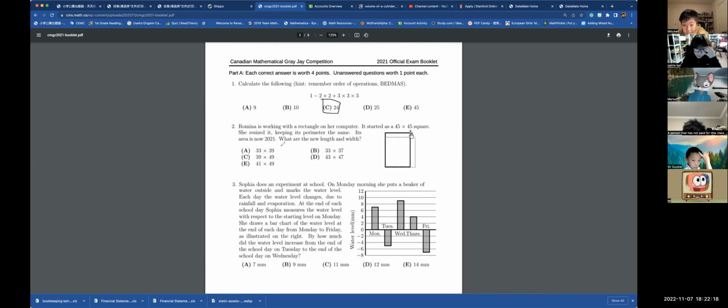So first of all, because the area is 2021, is the last one definitely wrong? Is A definitely wrong? Because 33 times 39 and 41 times 49 cannot equal 2021. Understand? Because the last digits multiplied together, 3 times 9 equals something ending in 7. This one, 1 times 9 equals something ending in 9. So we can just eliminate A and E first. Understand, everybody? Okay.